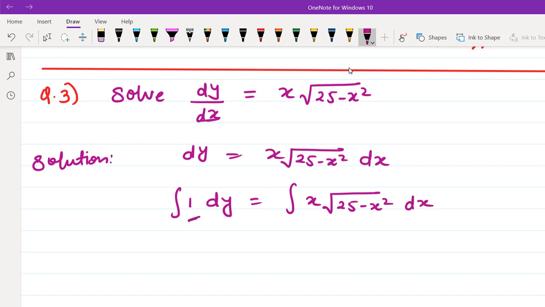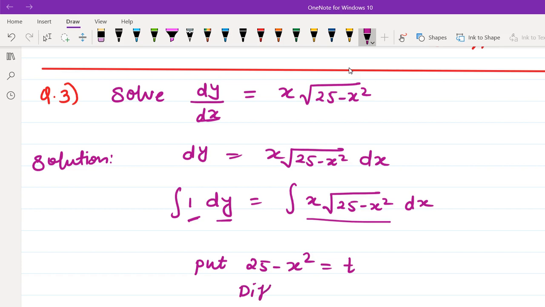Now integration of 1 with respect to y is very easy. Now what about the right hand side? Which formula is applicable to such functions? I don't think we have any standard formula for such type of function. So what am I going to do? I am going to take a substitution. So I am taking the substitution over here: put 25 minus x square as t.